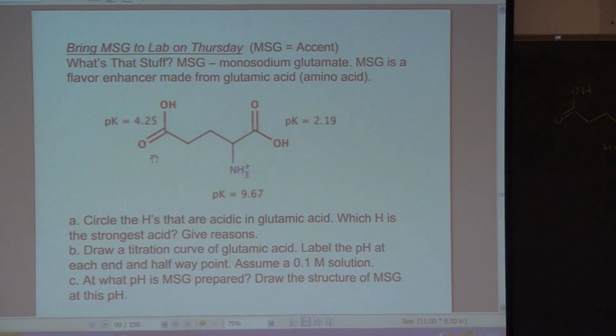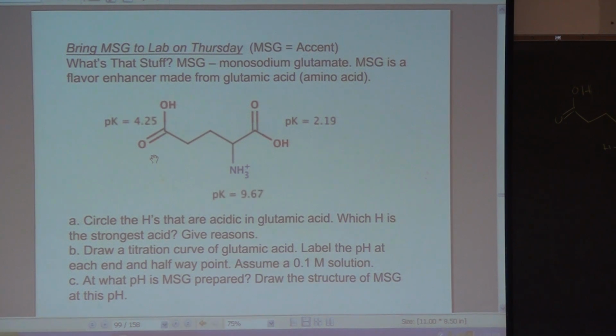At the second halfway point, it's going to be 4.25. And at the third halfway point, it's going to be 9.67. So remember that at the halfway point, the pH equals the pKa. Now, can we determine the pH at the endpoints?